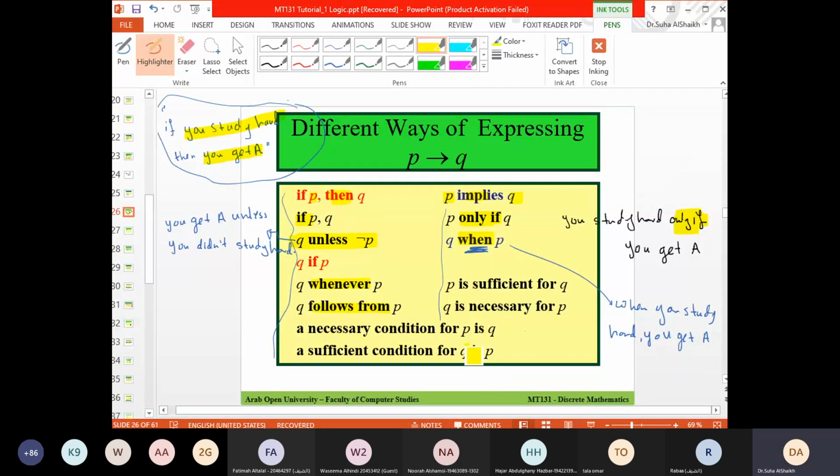Sufficient condition for Q is P. كل مرة نشيل Q ونحط مكانها you get an A. وكل مرة نشيل ال P ونحط مكانها you study hard. Okay, so those are the different ways we can write this expression.